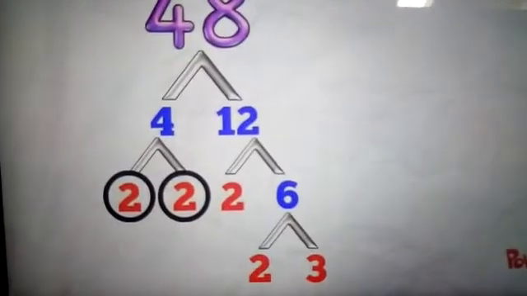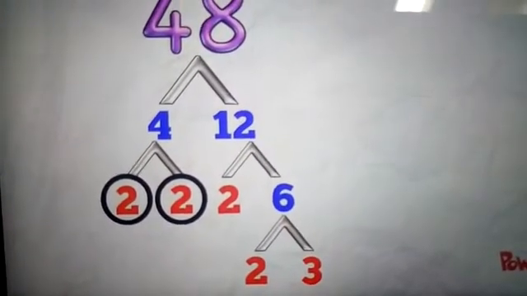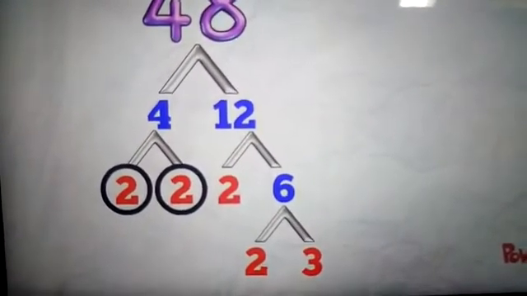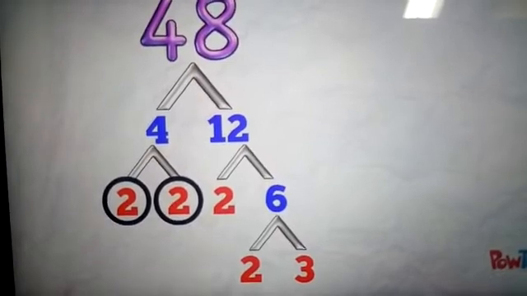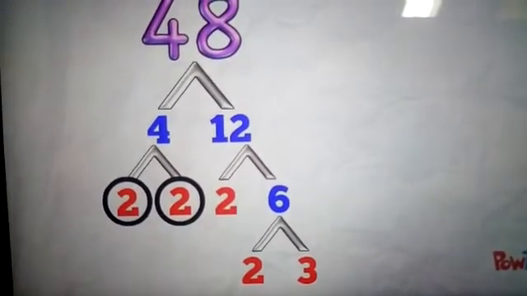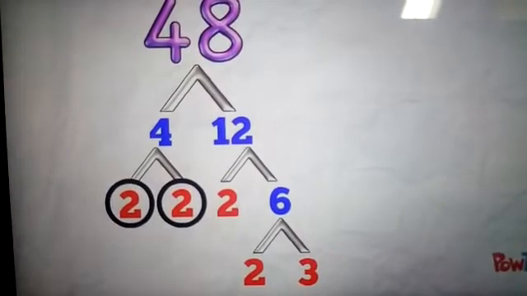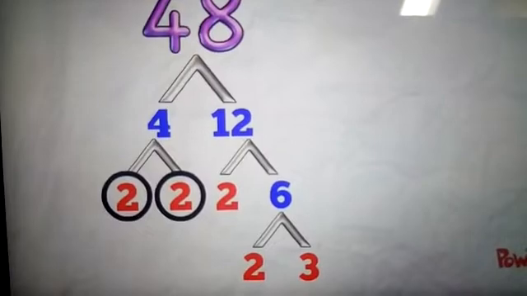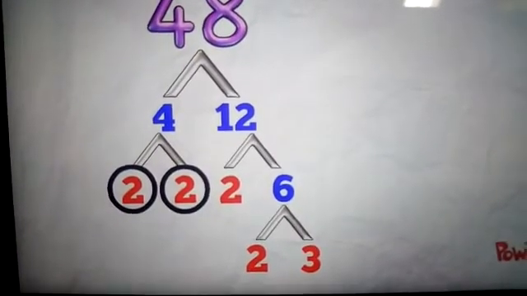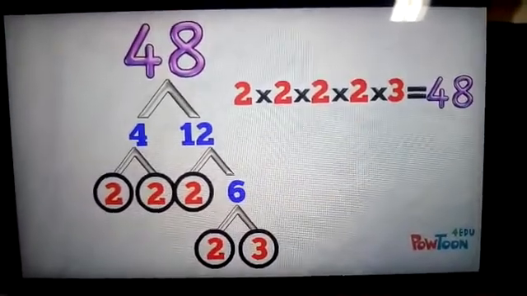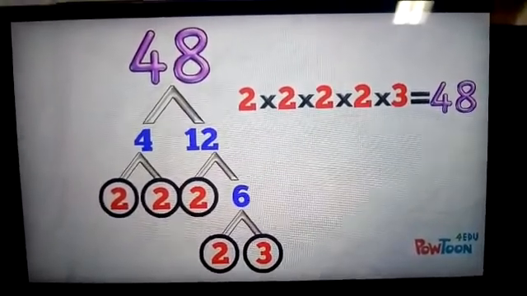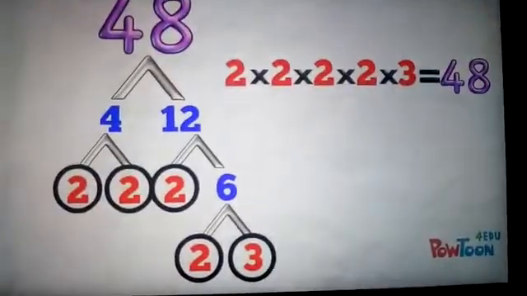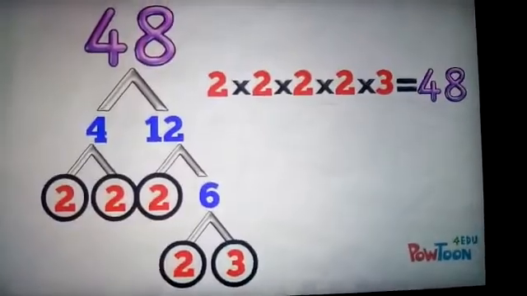We know 4 into 12 is 48. 4 and 12 both are composite numbers. 4 can be written as 2 into 2 and 12 can be written as 2 into 6. 6 is a composite number, so it can again be split into 2 into 3. So the product form of 48 is 2 into 2 into 2 into 2 into 3. This is the horizontal method of prime factorization.